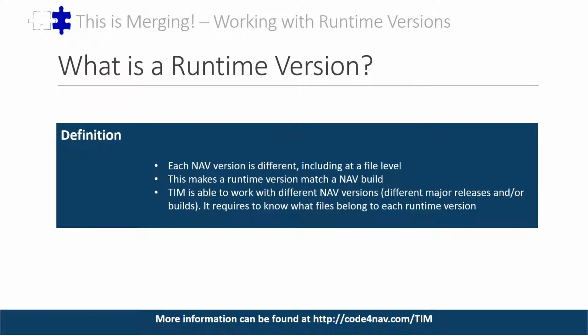This is Merging is a tool that can work with different NAV versions. It is only natural. In our merging projects, we have to work with different sources, and those sources are rarely from the same exact NAV version. It's for this reason the team can work with different versions, and to do so it needs to know what files belong to what version. This is done by defining runtime versions inside TIM.